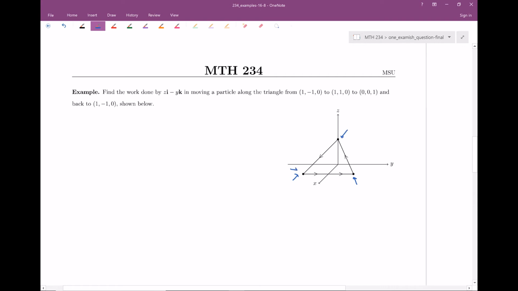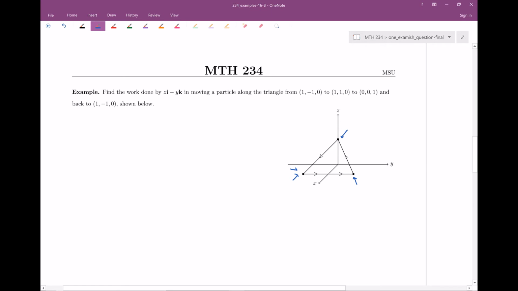Again, we're interested in finding the work done, and I claim this is in a video called 16.8, Stokes Theorem. Notice in this problem, it does not say Stokes Theorem. In fact, I don't even see an integral sign. So there's a little bit of interpretation that we have to do before we get to the calculation.